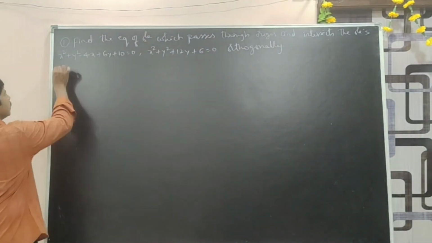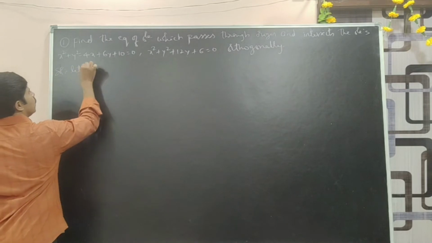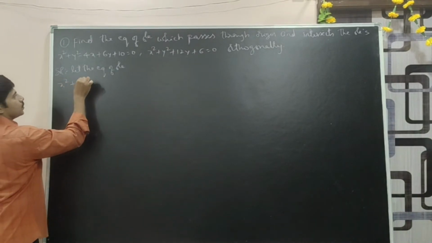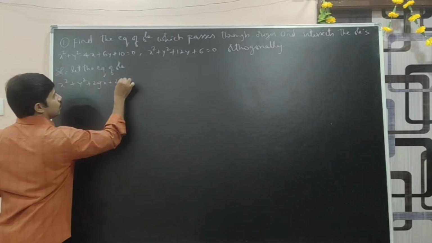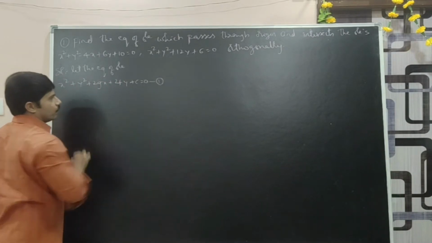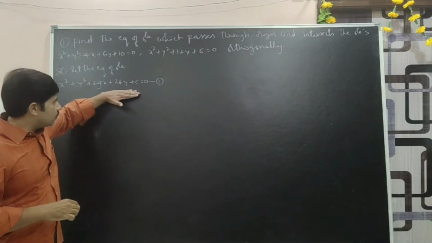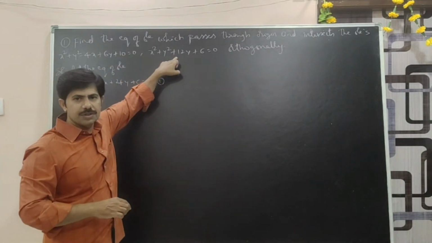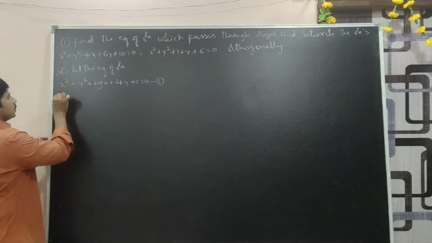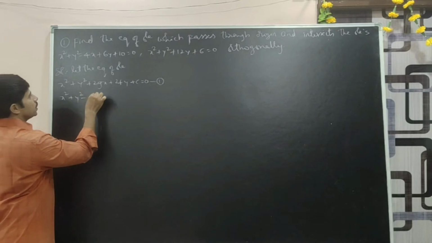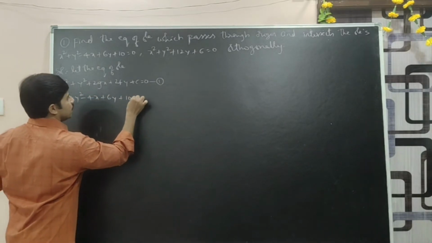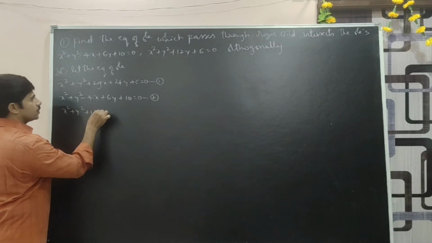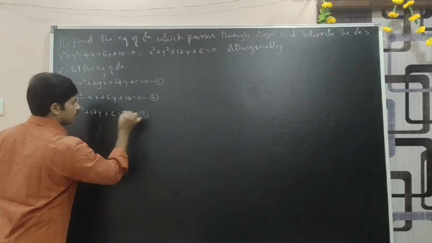For that, we will assume the equation of the circle as x square plus y square plus 2gx plus 2fy plus c is equal to 0, equation 1. This equation 1 intersects 2 orthogonally, and equation 1 intersects equation 3 orthogonally. So we will write 2 and 3. x square plus y square minus 4x plus 6y plus 10 is equal to 0 is equation 2, and x square plus y square plus 12y plus 6 is equal to 0 is equation 3.